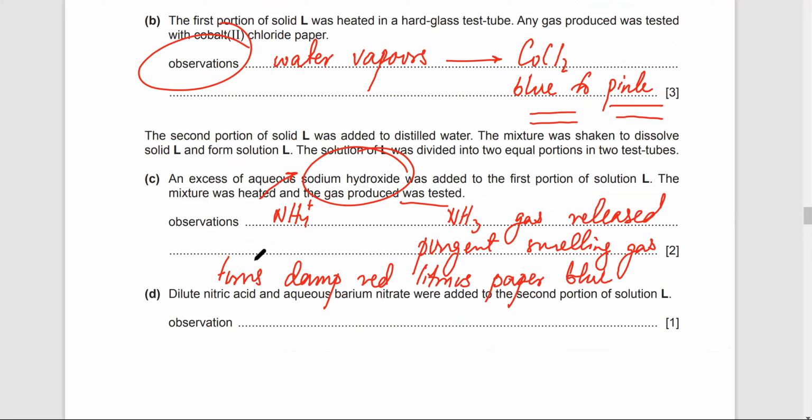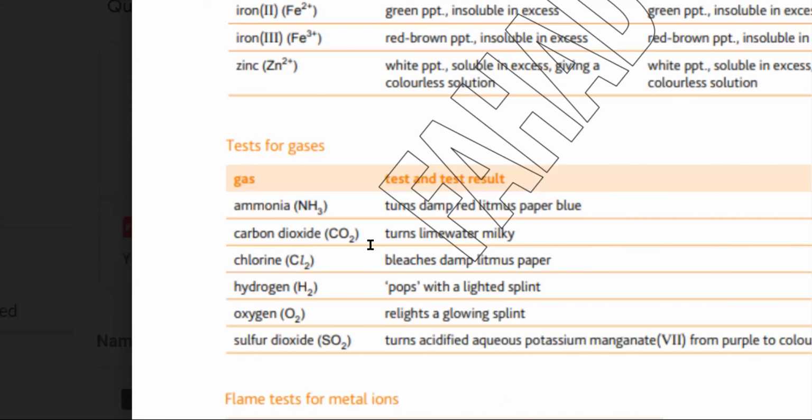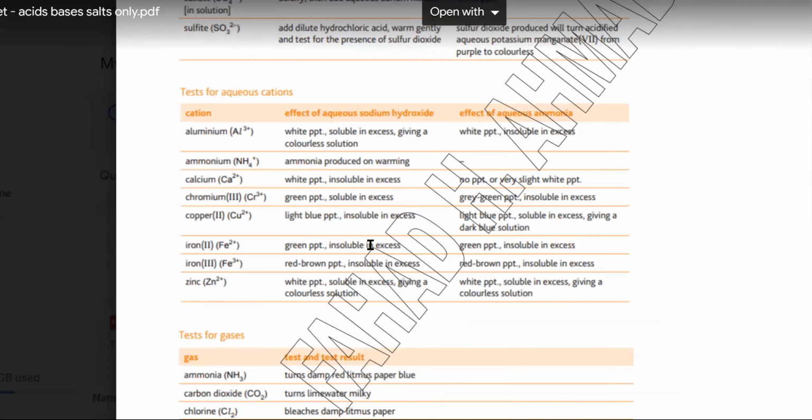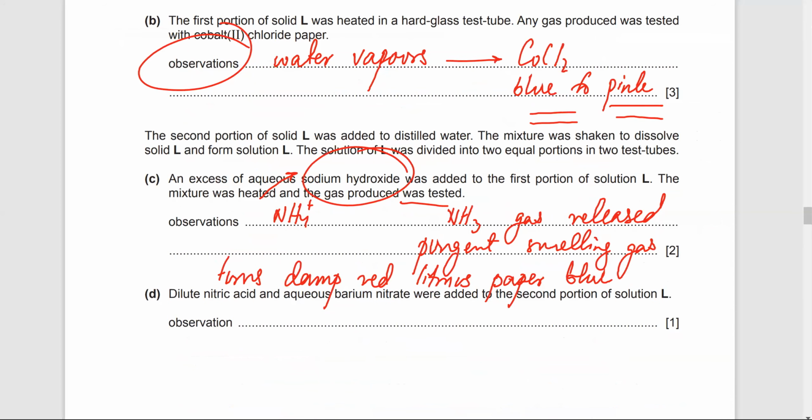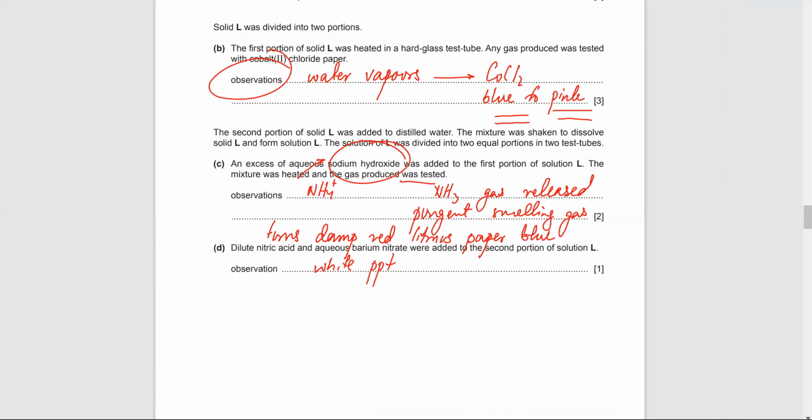The next part is dilute nitric acid and aqueous barium nitrate were added to the second portion of solution L. And you're being asked to give the observation. Now, barium nitrate is a test for sulfate ions. You can have a look again and find sulfate ions. If you look over here, for sulfate ions you add barium nitrate and you get a white precipitate. So we have sulfate ions in our, initially it is ammonium sulfate. So you're going to get a white precipitate. So remember, this salt analysis part is all memorization. You have to remember all the tests. Mahad, is this clear?